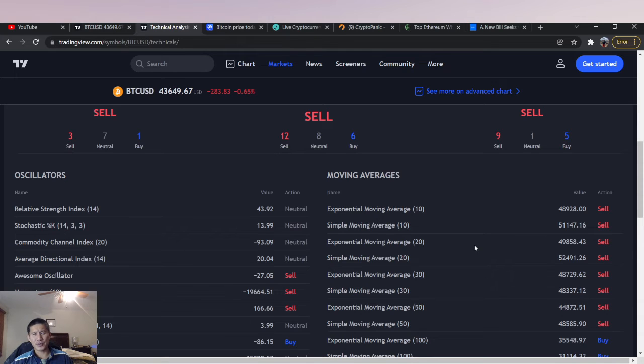The commodity channel index is negative 93, which is getting really, really close to oversold, but still not oversold. The stochastic is still oversold in the weekly, and the average directional index is still pretty neutral. So I would say this actually borders more on buy than sell on the weekly. Right now, I would be favoring buy slightly more than sell overall, going into next week and the week afterwards.